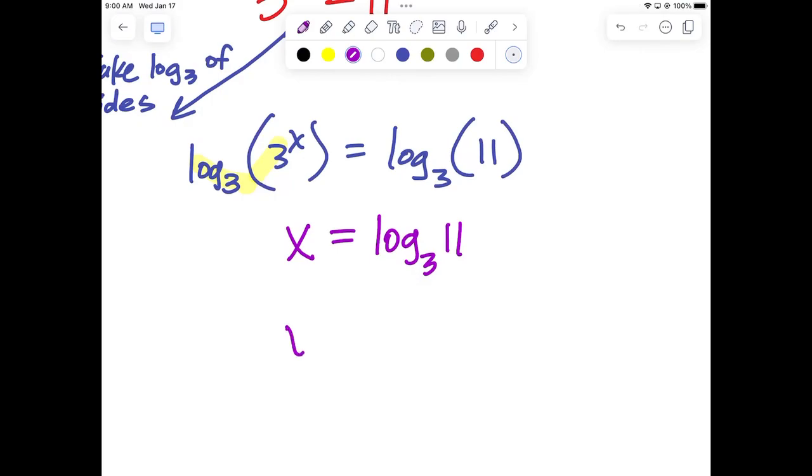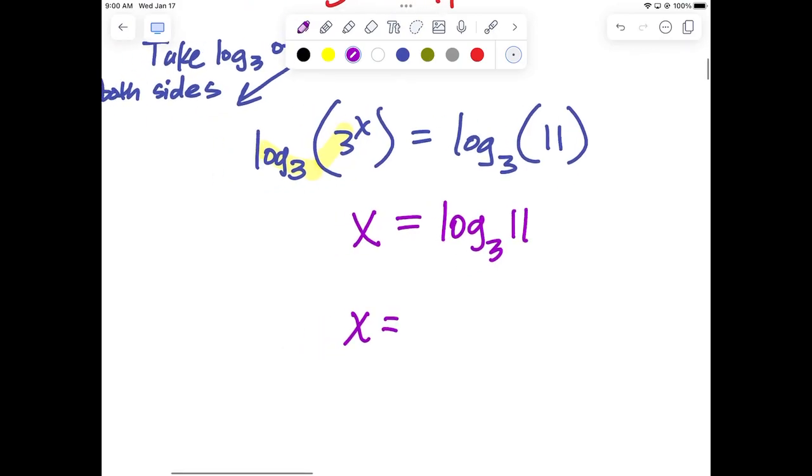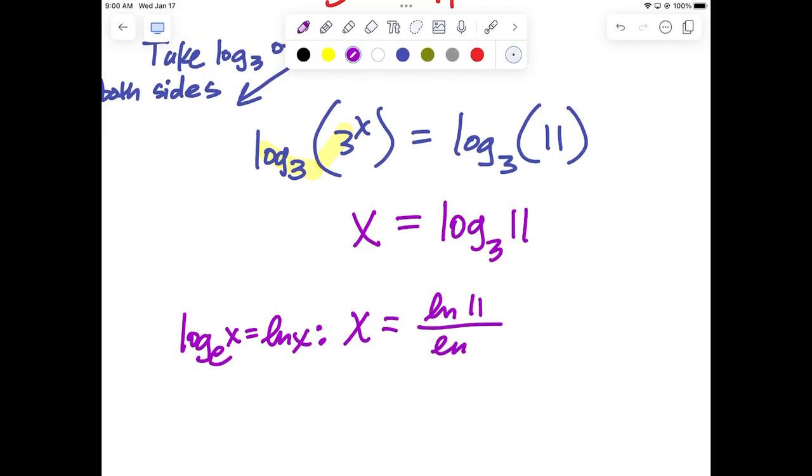Now, when we have log base 3 of 11, that's probably the most concise answer we can have. But in this class, I'm going to try to put most of my answers, if not all of my answers, in terms of log base e. What's another name for log base e? Natural log of x. So let's take the change of base formula and apply it to log base 3 of 11. That's going to be the natural log of 11 over the natural log of 3.